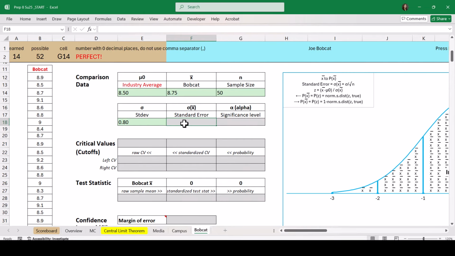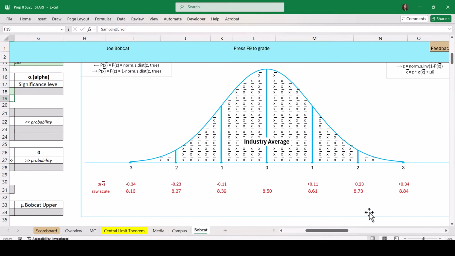And then we can compute the standard error, which again is sampling error. And it is the average difference between a sample and its population mean. And the formula is the standard deviation divided by the square root of the sample size. And we got 0.11. And again, you can see everything's starting to pop up on the chart.